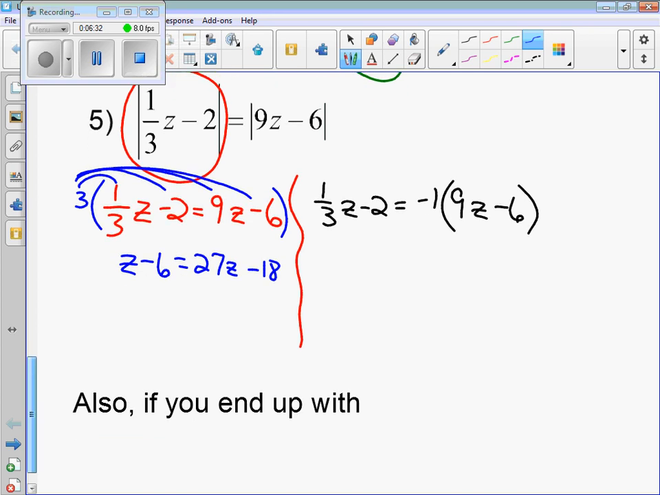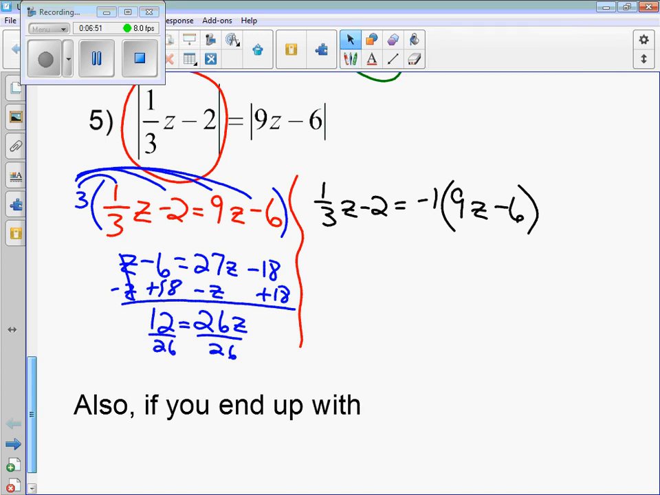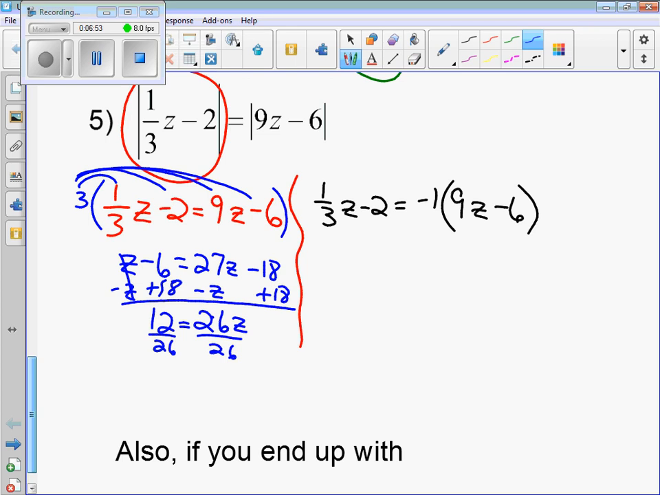Subtract z, add 18. 12 equals 26z, and divide by 26. z equals 6/13.